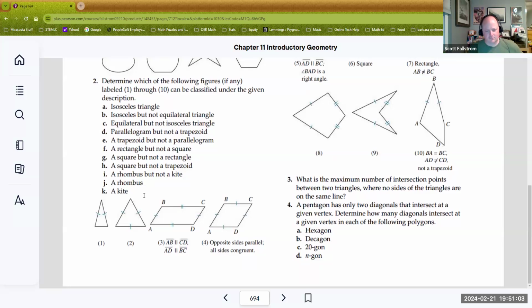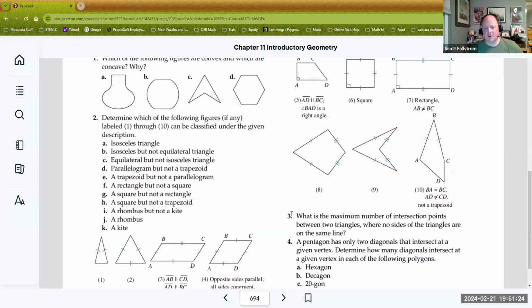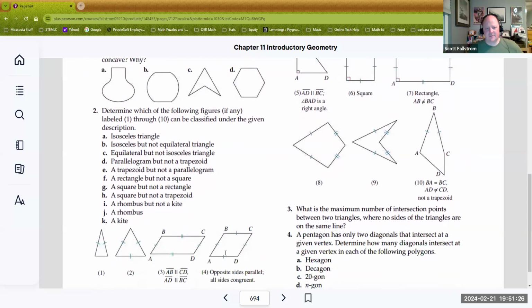Well, opposite sides parallel, all sides congruent. Well, remember the definition of a kite. So go back if you need to find that definition of a kite. But what we've got here is a rhombus, and this rhombus is, by definition, a kite, meets the definition of a kite. So there we go. Adjacent sides are congruent. So that one's a kite.